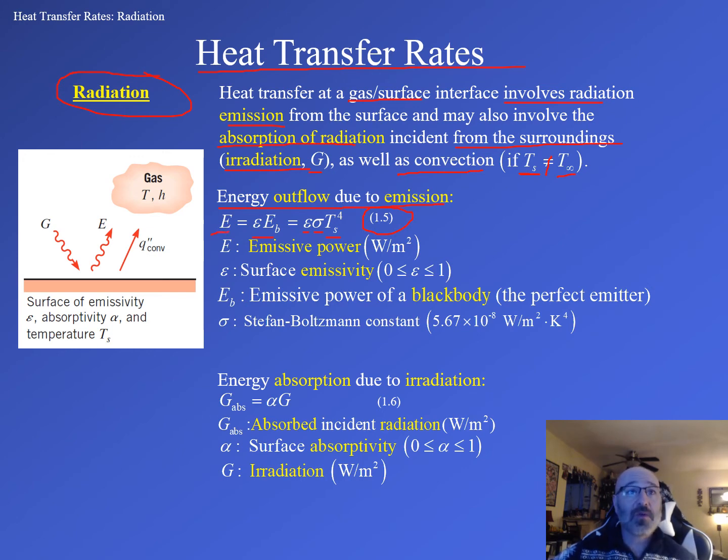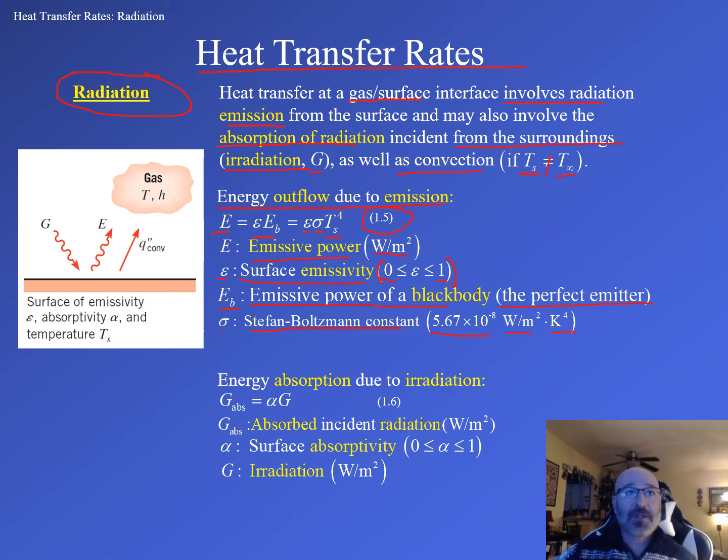So our E here is going to be our emissive power, and this is going to have units of watts per meter squared. Our epsilon here is going to be our surface emissivity, which is going to be in a range between 0 and 1. Our E sub B term is going to be our emissive power of a black body, or our perfect emitter. And our sigma here is going to be our Stefan-Boltzmann constant, which is given to us as a value of 5.67 times 10 to the negative 8 watts per meter squared times Kelvin to the fourth for our units.